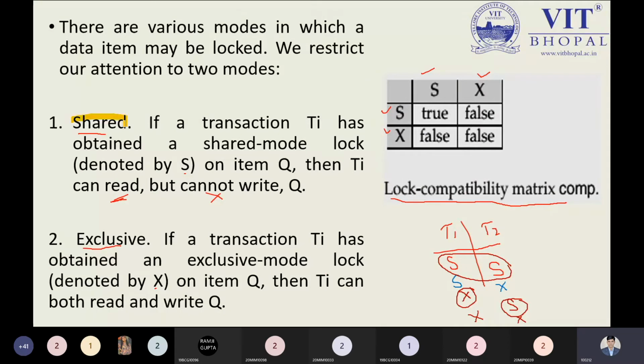In the shared mode, you are required to understand that if transaction Ti has obtained a shared mode lock, denoted by S, on the data item Q, then Ti can read but cannot write. The transaction Ti can only read the information, but it cannot write. That is the point.